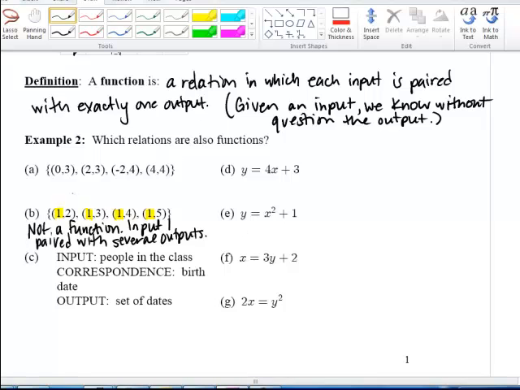But the first example, each of the inputs, 0, 2, -2, and 4, are only paired with one output. It's fine that -2 and 4 are paired with the same output. It's just a matter of watching to make sure that no input is paired with 2 or more different outputs. So this is a function. Each input is paired with only one output.